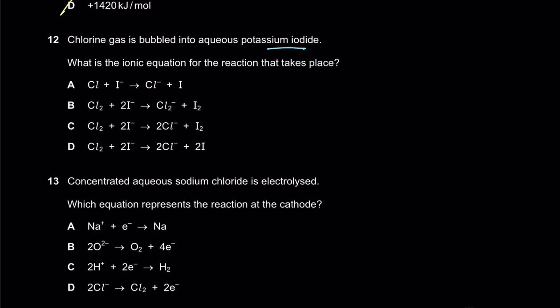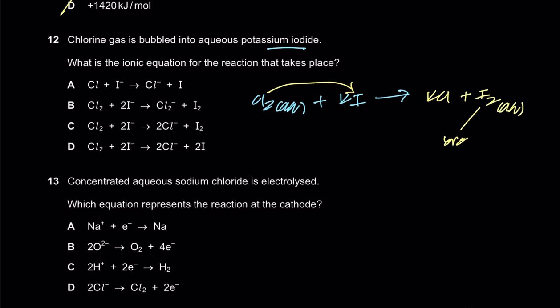So if you have chlorine gas, Cl2 aqueous, bubbled in potassium iodide, what's going to happen? Potassium iodide is a reducing agent, but even if you know your halogen reactions, you know that the more reactive halogen displaces the less reactive halogen from its solution, right? So the chlorine is going to displace this iodide ion, and it's going to give you KCl, and I2 is going to form, right?